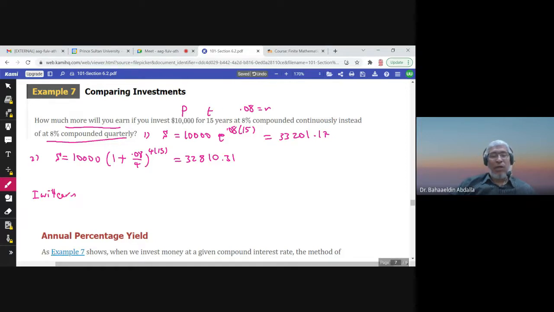So how much more will I earn? Okay, 33,201.17 minus 32,810.31. So the difference between them will give you the amount of money you earn more. Okay, and it is $390.86 more.